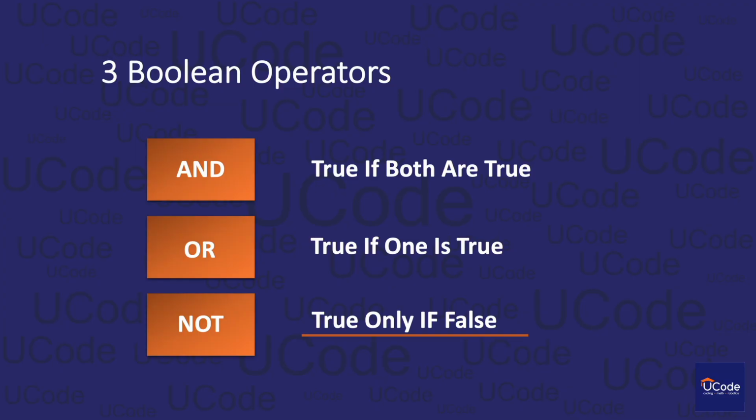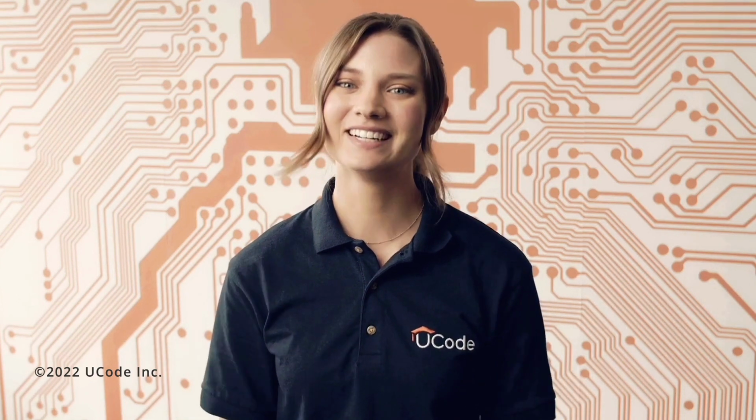The final topic for this unit is the not operator. It's used to flip, that is, negate a Boolean value. When you put not in front of an expression that evaluates true, it becomes false. And when you do the opposite and put not in front of a false expression, it becomes true.